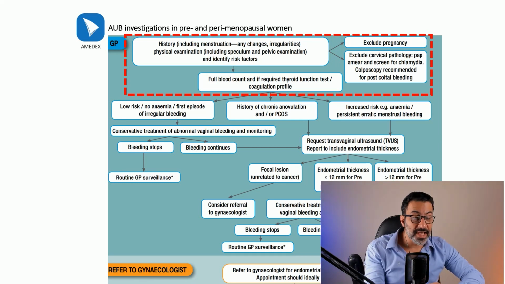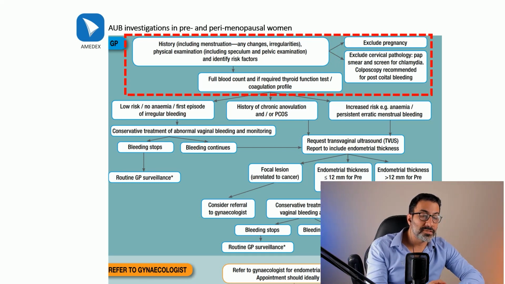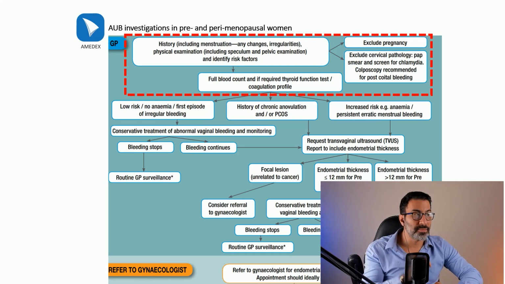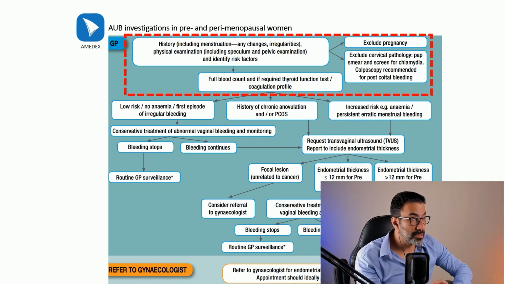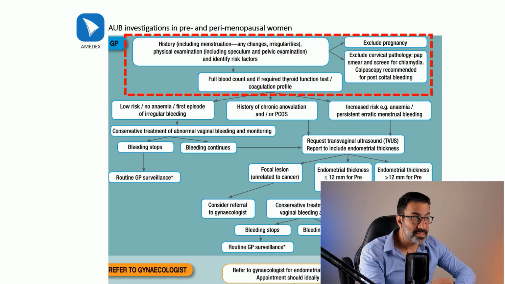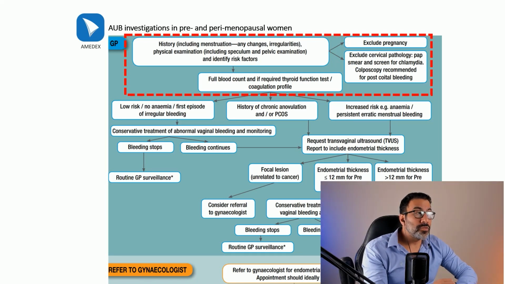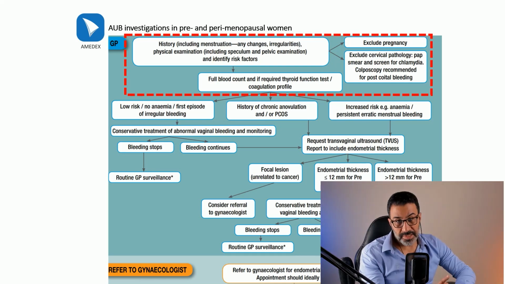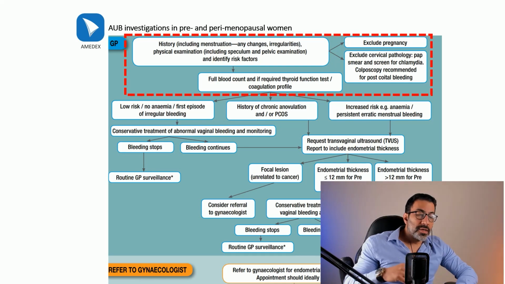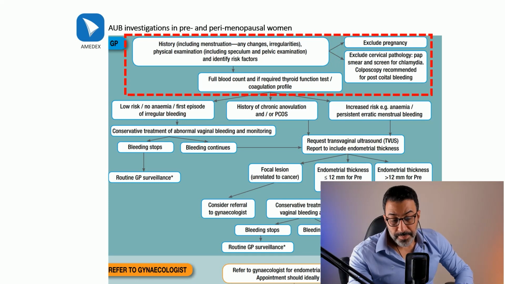But for the exam, this is a different story, because you have to choose just one option. And which option would it be? To exclude pregnancy, full blood count, or cervical pathology? Which one? This is where the problem starts to appear. Okay, I'm going to break it down for you.